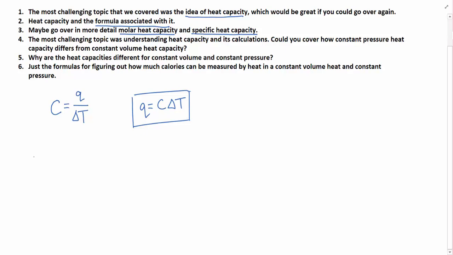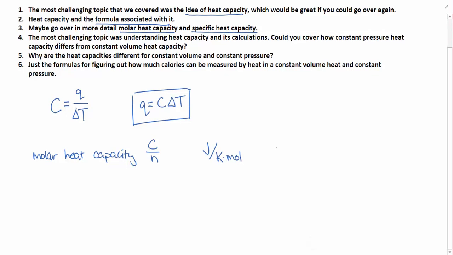So molar heat capacity is heat capacity per mole, which is n. This would be in units of joules per temperature per mole, for example joules per Kelvin per mole, or J K^-1 mol^-1. Sometimes this would be written as a C with a line over it. Now that's the molar heat capacity.